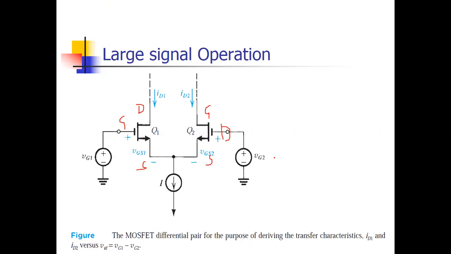What characteristic? Transfer characteristics. Transfer characteristics means plot between output versus the input. So the output current is ID, and here two currents, so ID1 and ID2, versus input voltage VID, the difference between input voltage 1 and 2. So ultimately we have to plot the characteristics between the currents and differential voltage. So we want the characteristics of ID1 and ID2 with respect to input differential voltage.